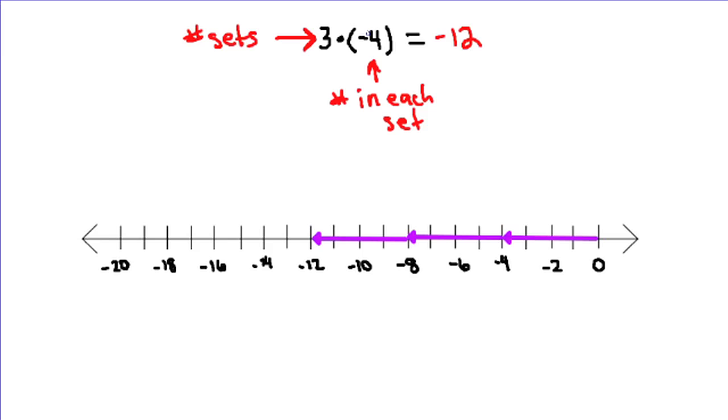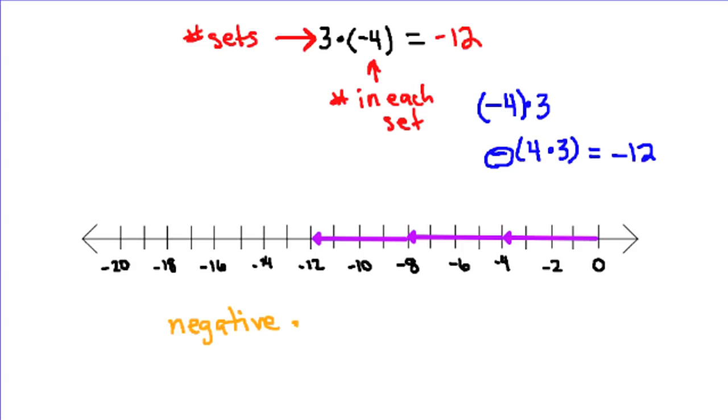Another way to think of this problem is to rewrite it as negative 4 times 3. This is the commutative property, which says that we can change the order of two numbers in multiplication and it doesn't change the final answer. Instead of thinking of this as negative 4 times 3, I'm going to think of it as the opposite of 4 times 3. I still have my one negative sign, my 4 and my 3. We know that 4 times 3 is 12, and the opposite of 12 is negative 12. So this is two ways for us to understand why a negative value multiplied by a positive value is always going to be equal to a negative value.